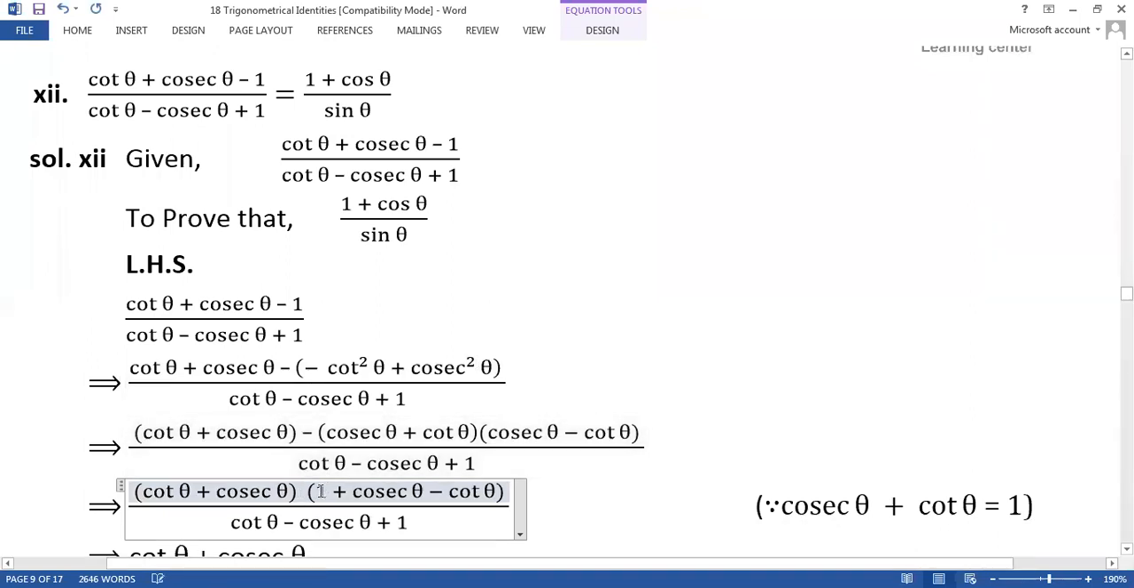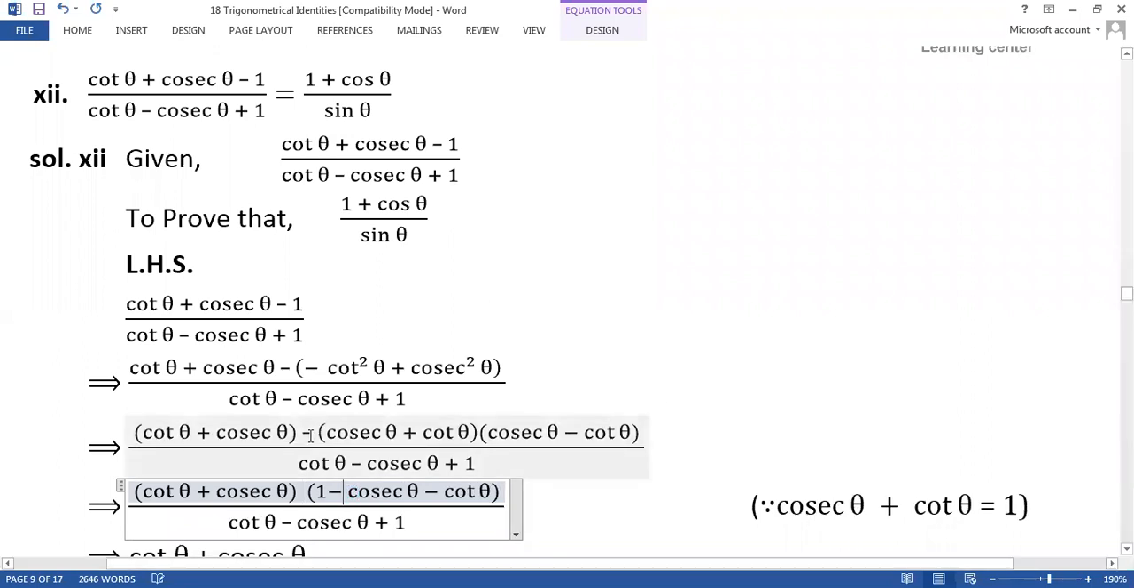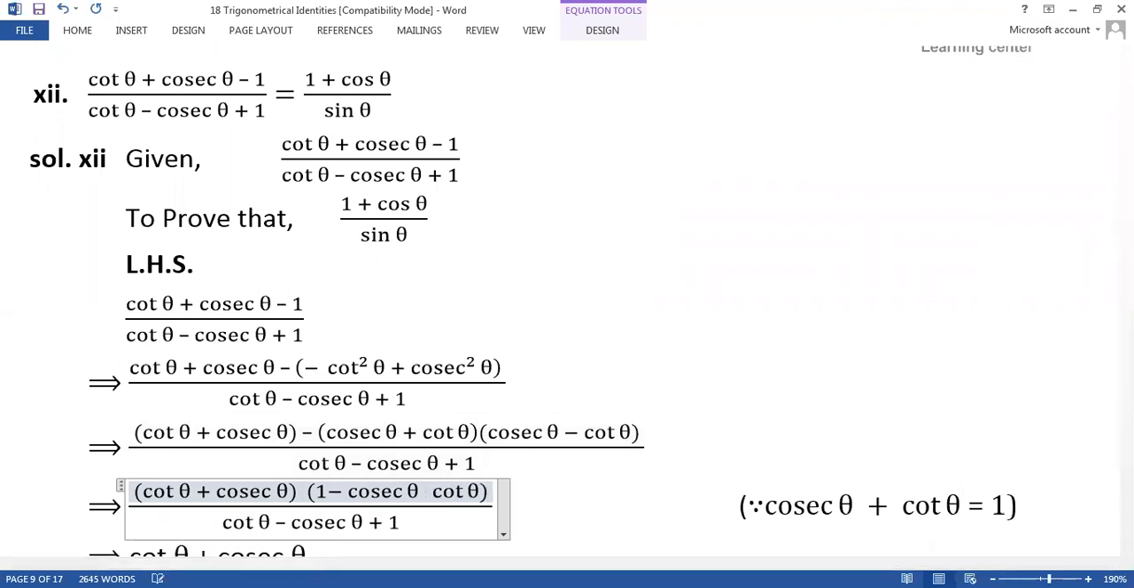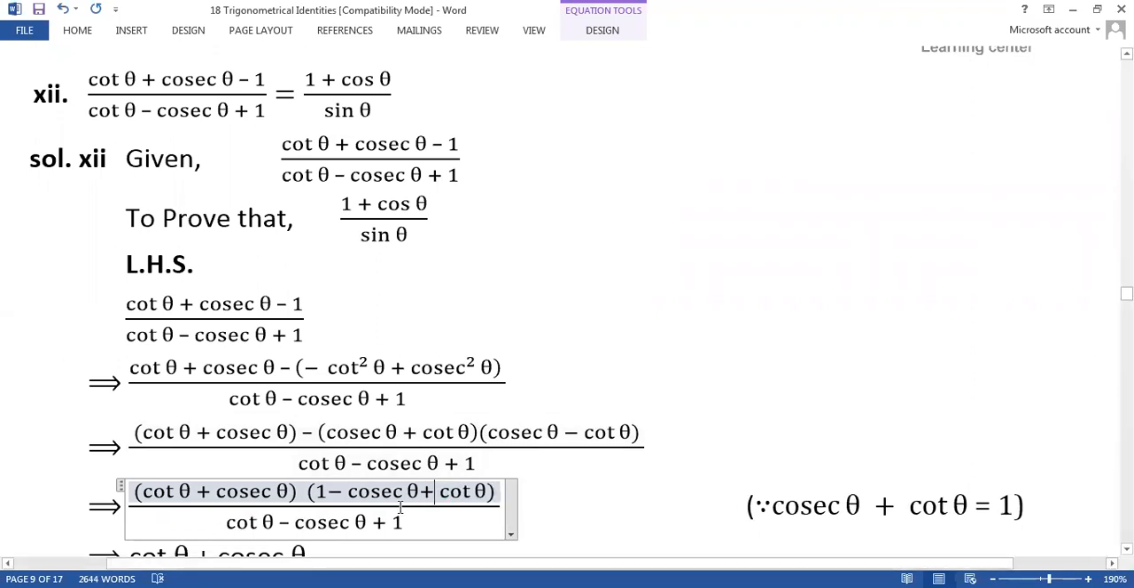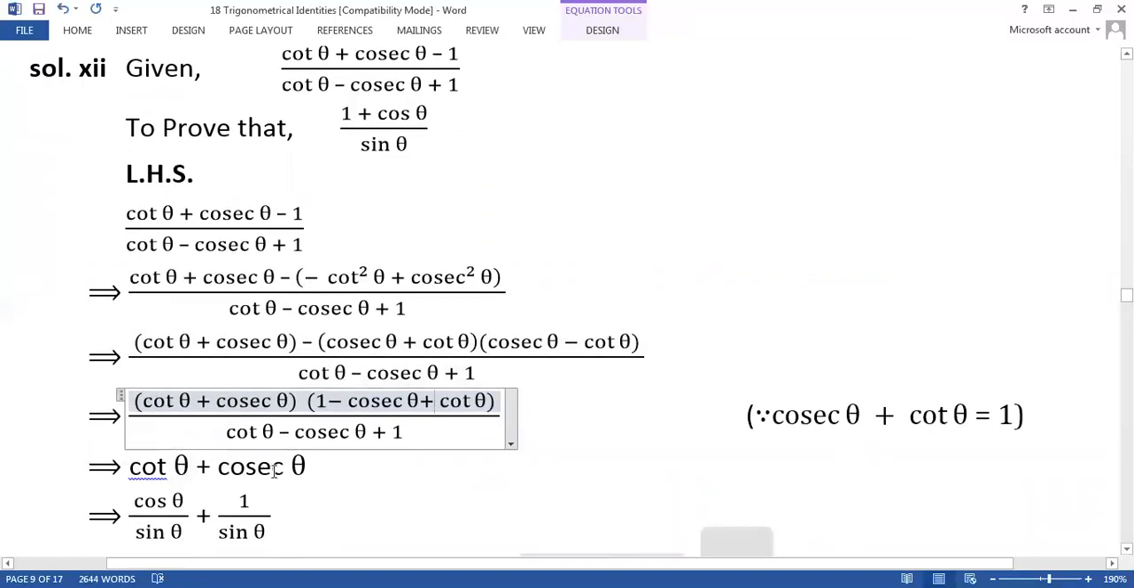Did you understand why this 1 has come? And minus into cosec theta will become minus cosec theta. And minus into minus cot theta will become plus cot theta. I hope you understood how it has come. And now, student, if you'll pay attention, the denominator, that is positive cot theta, negative cosec theta, and positive 1. So we can cancel this bracket with this second bracket. And now, student, what will happen? Once you cancel that, it will become cot theta plus cosec theta left over.